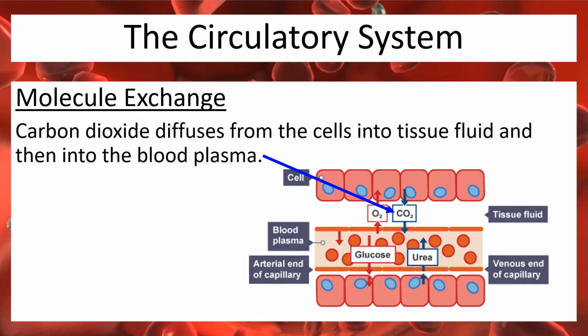Carbon dioxide then is going the other way. It's produced in the cells as a waste product of respiration. It diffuses initially from the cell into the tissue fluid, and from the tissue fluid it passes across the capillary wall and into the blood in the capillary.